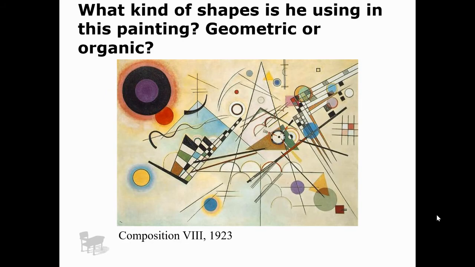And what kind of shapes is he using in this painting? Geometric or organic? If you take a look closely, there are a lot of different circles, and you can find lots of squares and rectangles. So, for the most part, it is geometric. Now, there are a few places where it looks like they could be organic shapes, but I would say probably 90% of the shapes in here are geometric shapes.